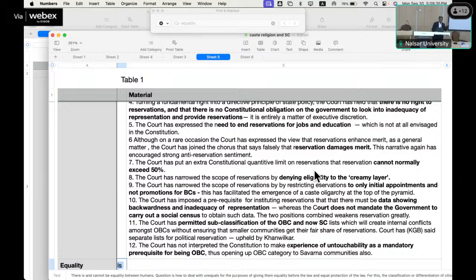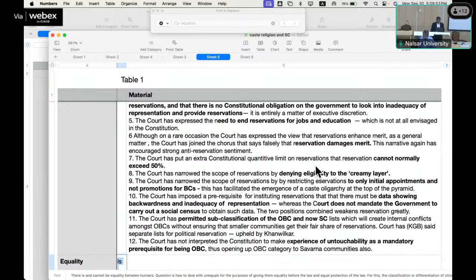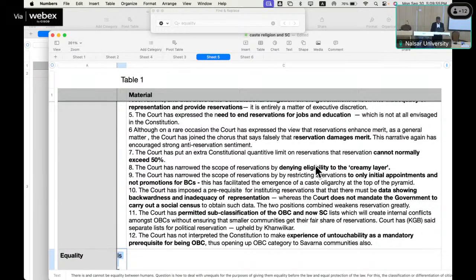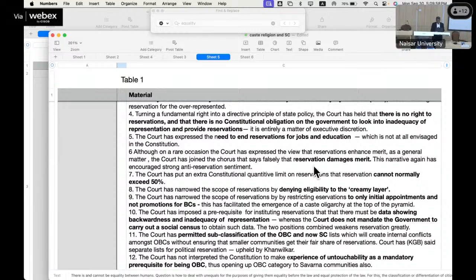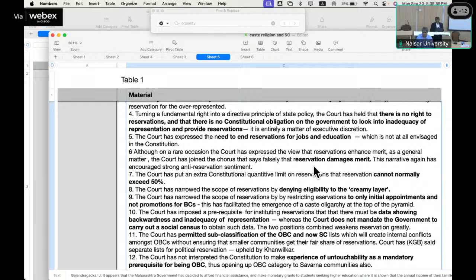One is that it is an exception to equality. That, I think, has been rejected quite firmly, so I'm not putting it as a doctrine. But the idea that reservation affects merit is a wrong idea. Merit is irrelevant to the idea of reservation. That idea is still, I think maybe I'll say it here, still strong.